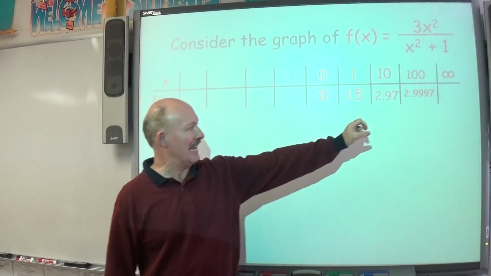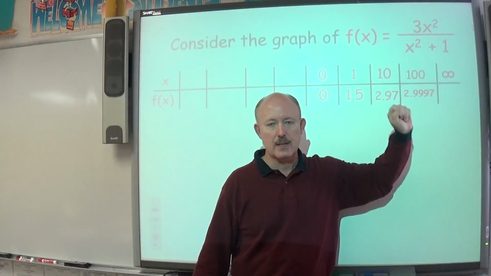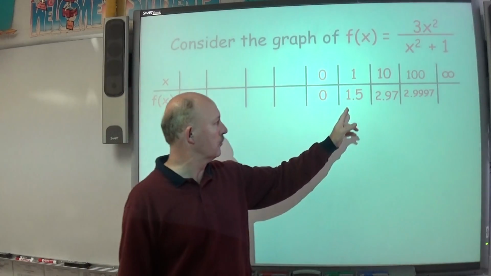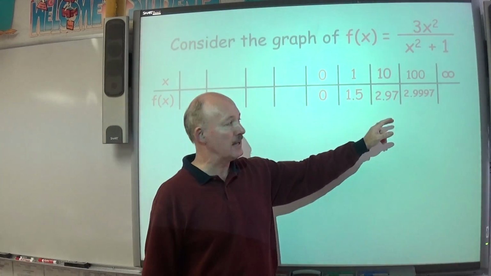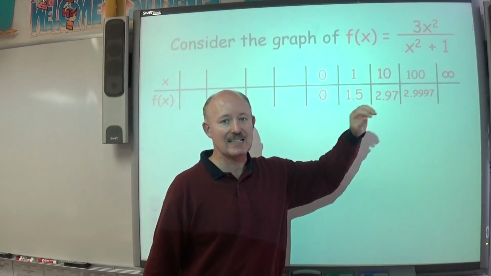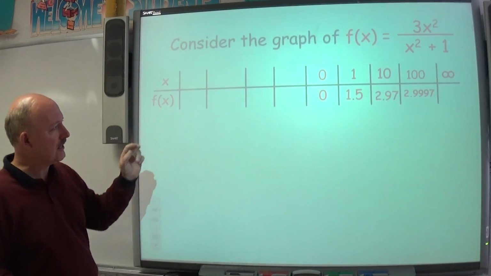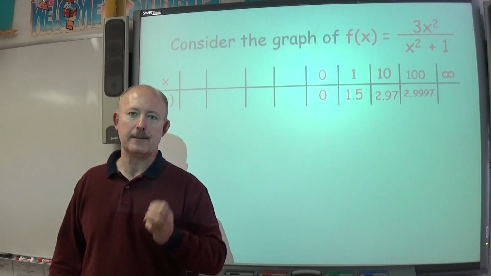Notice what happens now as x is getting larger and larger and larger. We say as x approaches infinity, y is getting closer and closer to 3. You see it goes from 1.5 to 2.97, and when x is 100 it's 2.9997. So as x gets bigger and bigger and bigger, the y value is approaching 3.